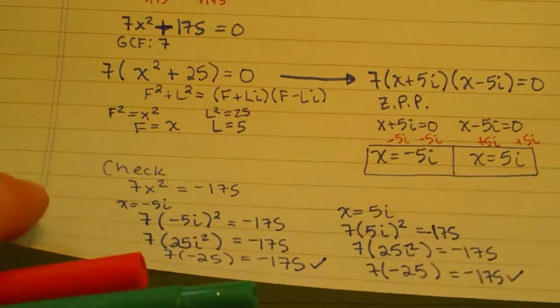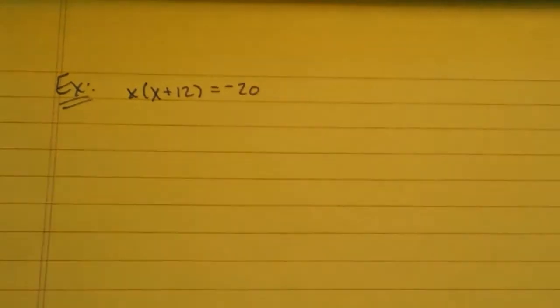Let's look at just a couple more examples just to make sure we know what we're doing before we get too far down the road. Just 2 more examples here. The first one is going to be x times x plus 12 equals negative 20.